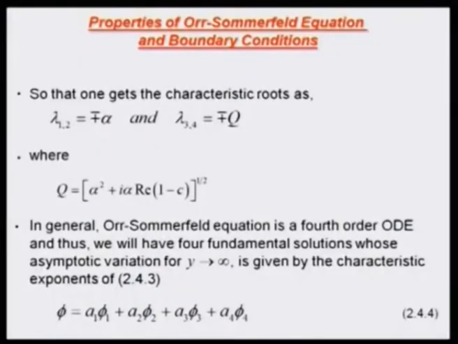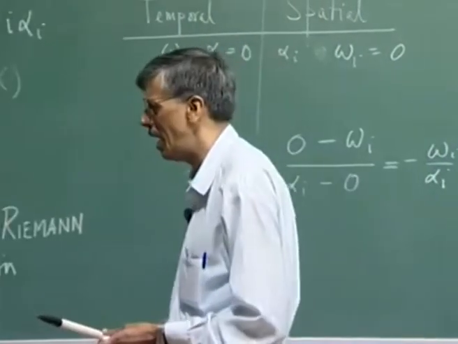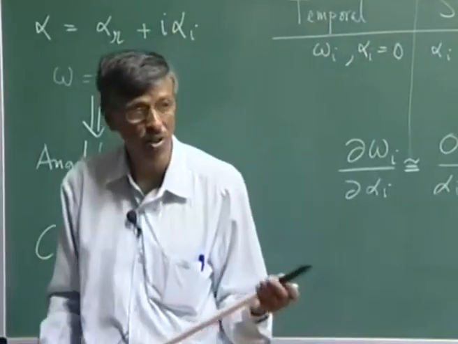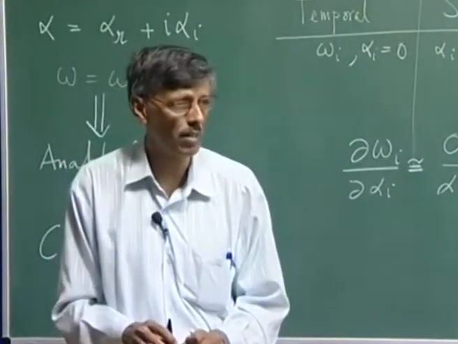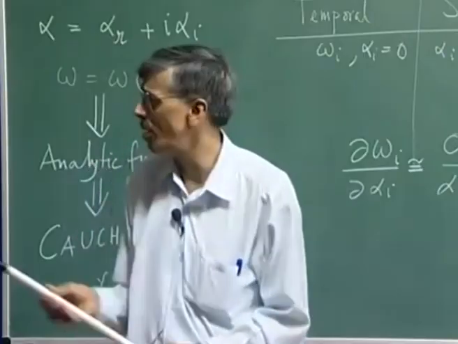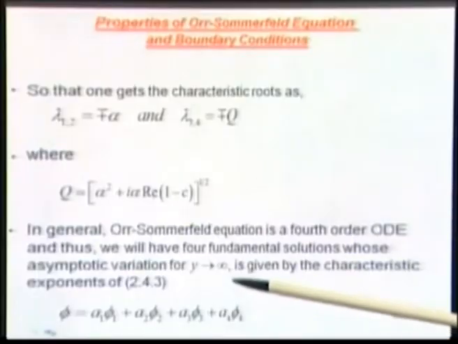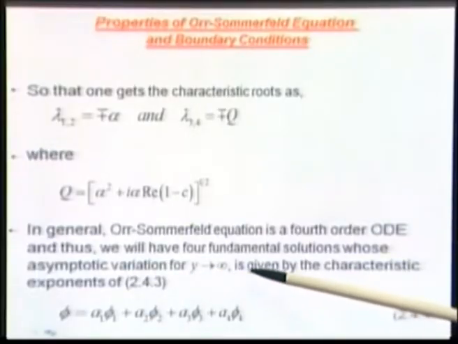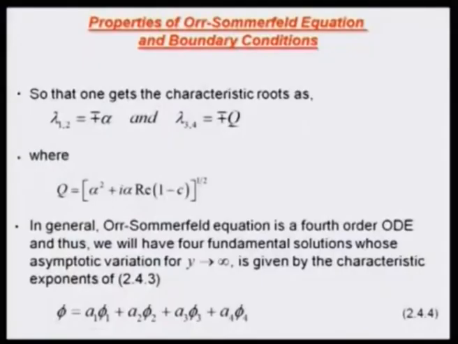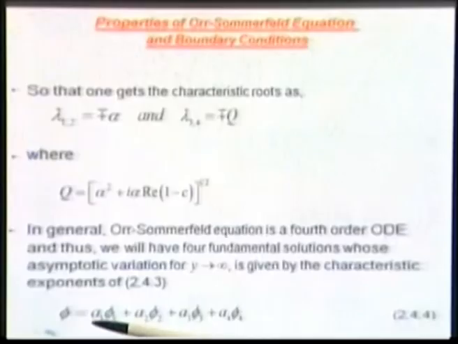Now, because you have a 4th order ODE as the governing Orr-Sommerfeld equation, you would have 4 fundamental solutions, which we actually do not know how it is inside the boundary layer. It is only outside the boundary layer that we know their behavior, that is what we have worked out, right. So, the asymptotic variation for y going to infinity is known, but we at least know it is a 4th order ODE. So, it should have 4 component solutions, right.